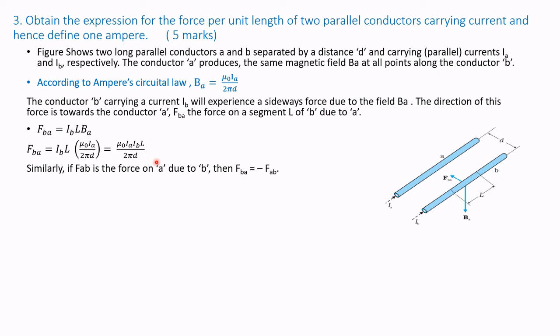Similarly, if FAB is the force on A due to B, then FBA is equal to minus FAB, because it is in the opposite direction.